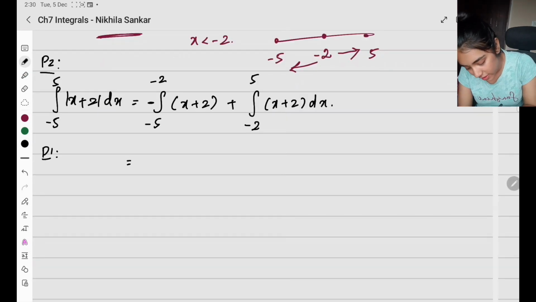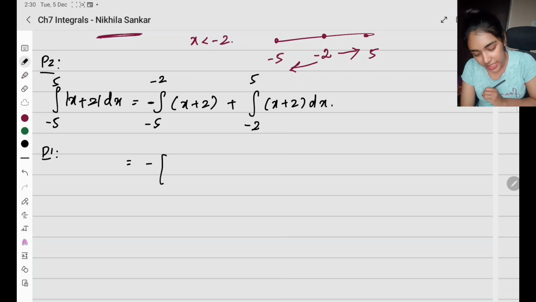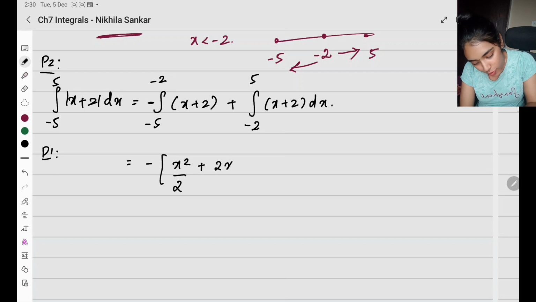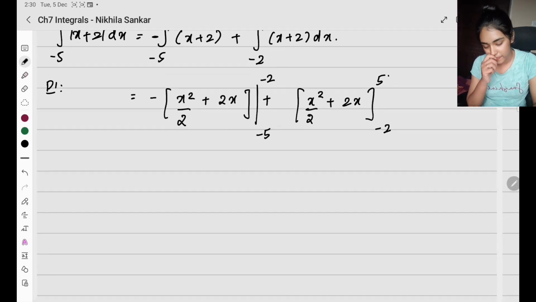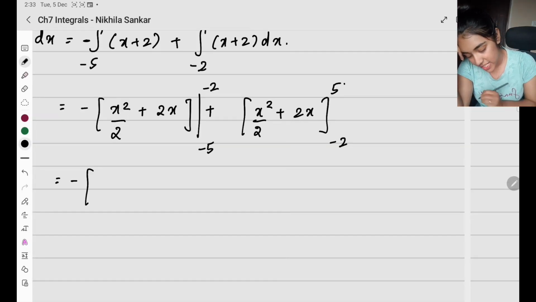So when I solve the integral, I have minus times integral of x is going to be x square divided by 2 plus integral of 2 is going to be 2x, plus integral of x is going to be x square by 2 plus integral of 2 is going to be 2x. But here it is going to be from minus 5 to minus 2 and here it is going to be from minus 2 to 5. Okay, when I substitute the values, I take the minus outside.